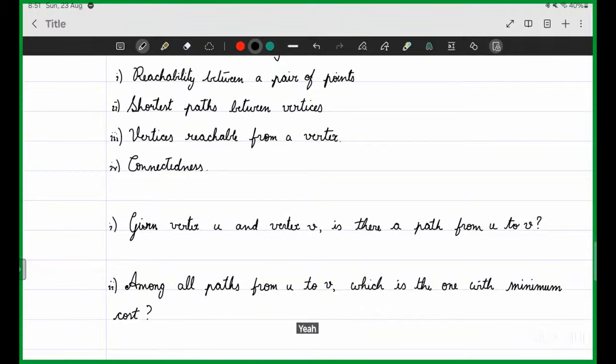Can I ask a question? What was the question? Yeah, sure, go ahead. You wrote, is there a path from U to V? So the path need not be direct, right?